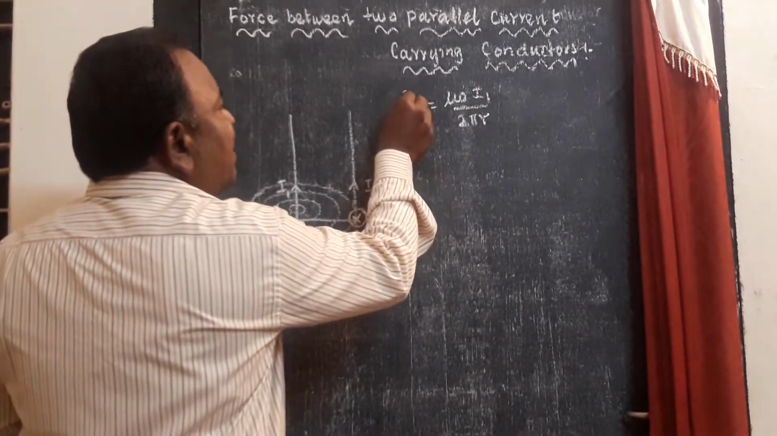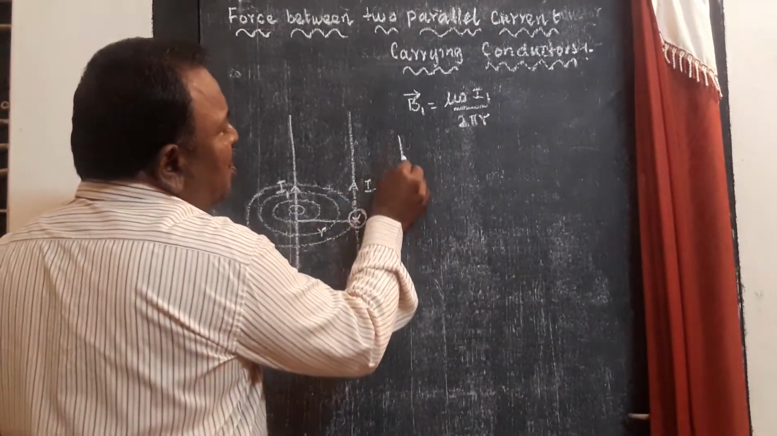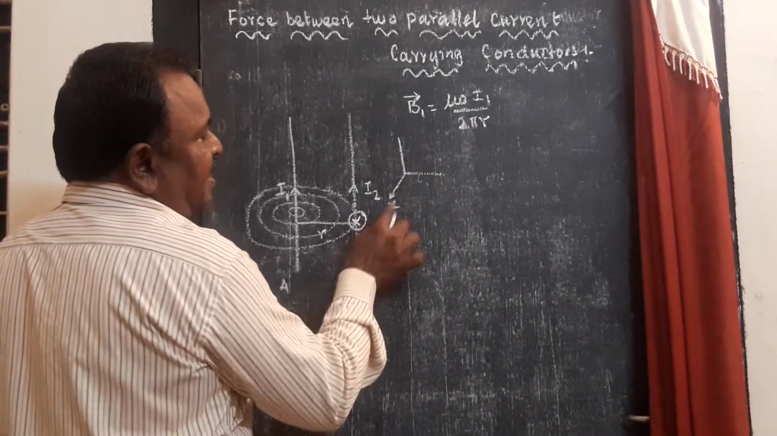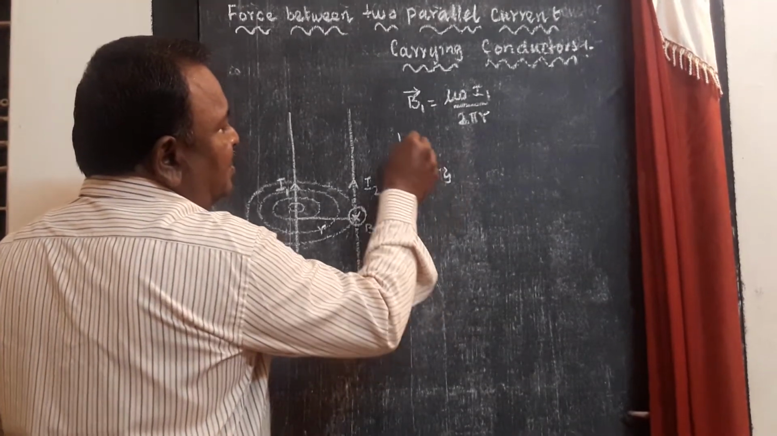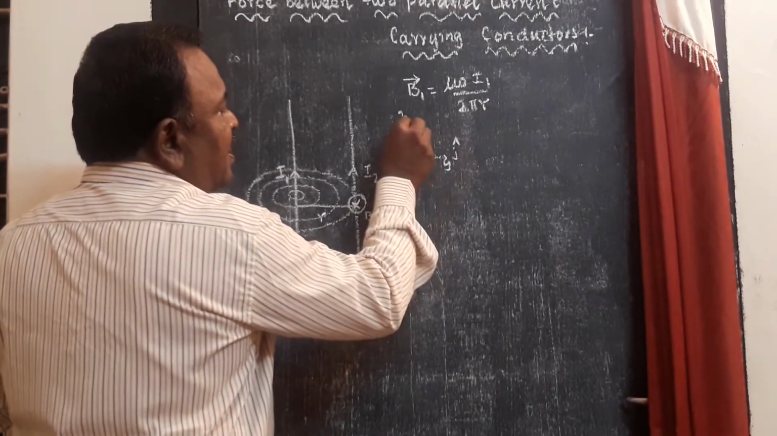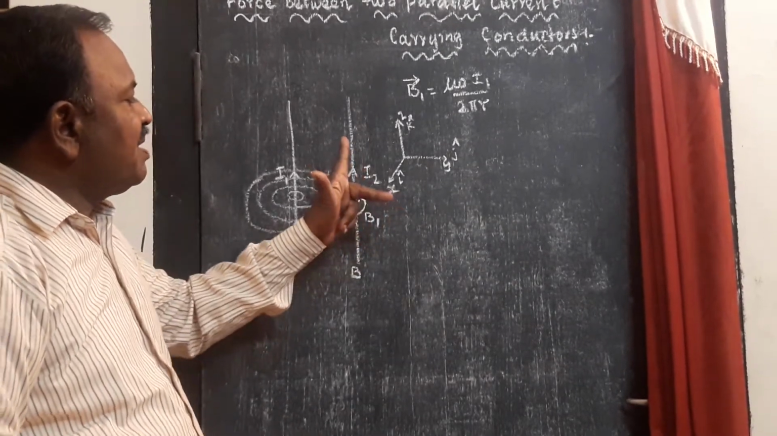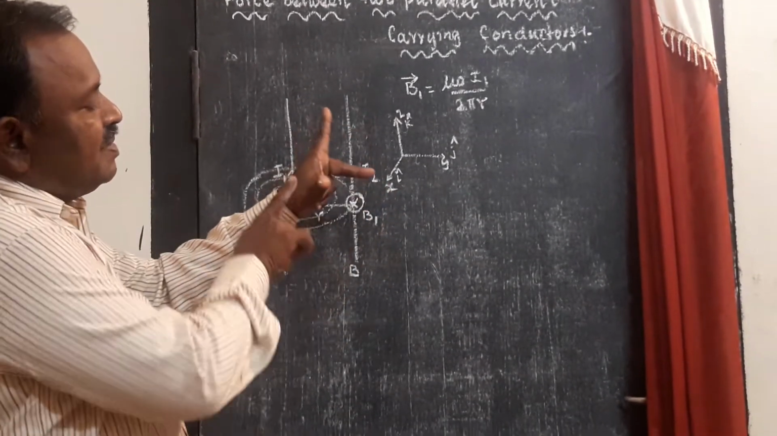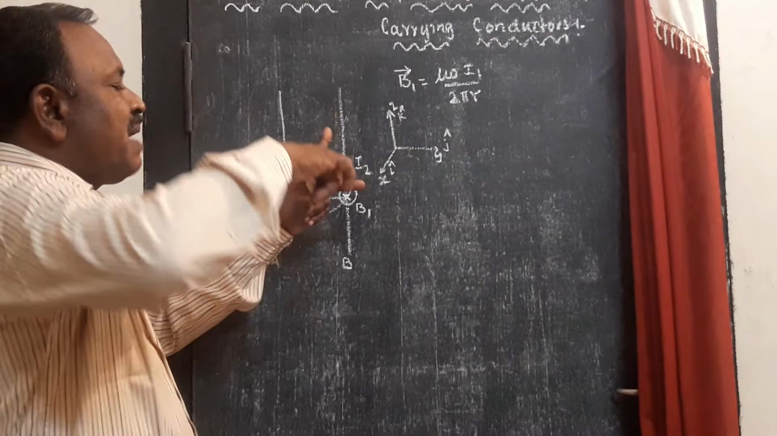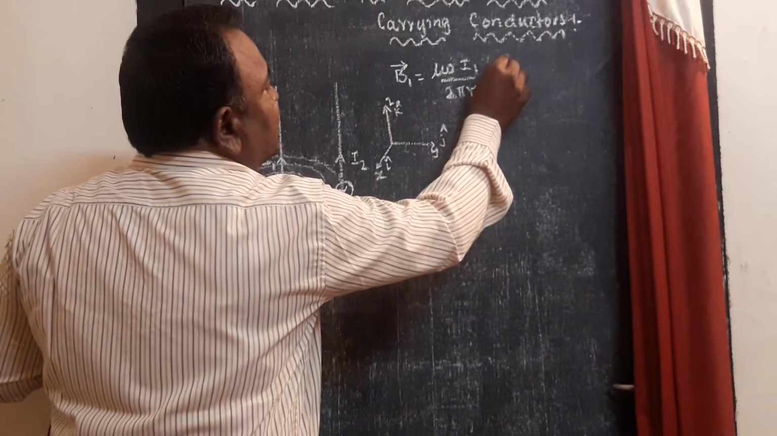In vector form we can write B1. The unit vector in this direction is obtained by considering this as the x-axis, y-axis and z-axis. I cap, j cap and k cap are the unit vectors. So, we have three axes, x, y, z. The unit vector along this x-axis is I cap. Here the magnetic field is opposite, so it is minus I cap.